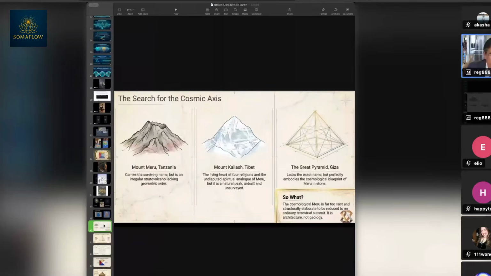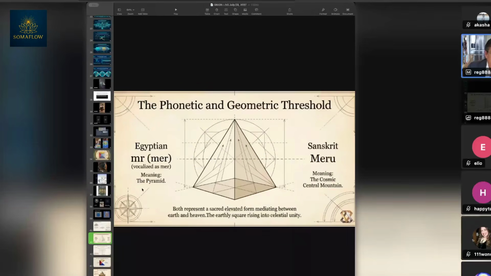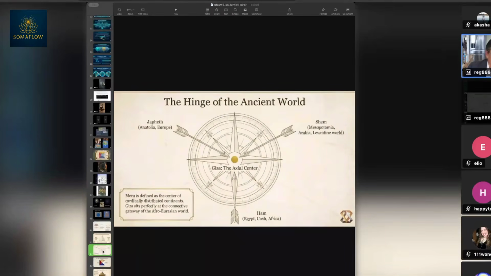So I did this full analysis comparing Mount Meru in Tanzania, which has almost no match whatsoever, Mount Kailash, which has some match. I even matched another mountain, which is called Meru Peak, in the same area, not far away from Mount Kailash. And then the Great Pyramid of Giza. So, of course, the Mer does match. It literally does. Mer is one of the names of the Great Pyramid. It's the most prominent name. And Meru for Mount Meru.